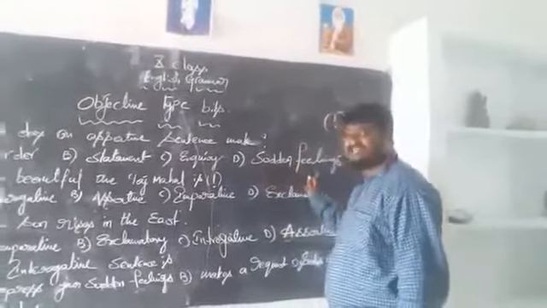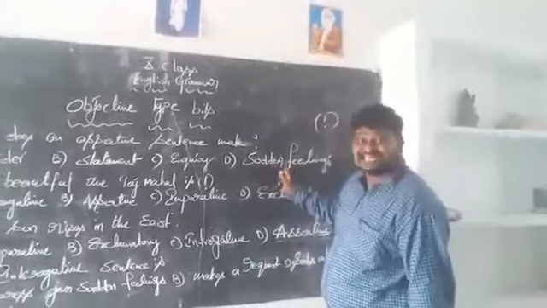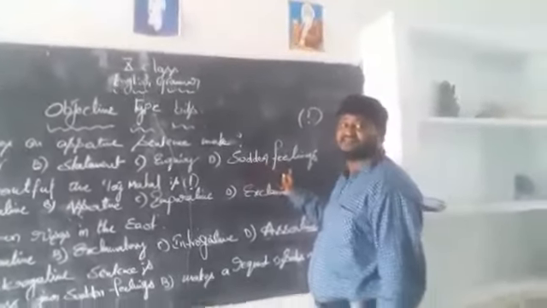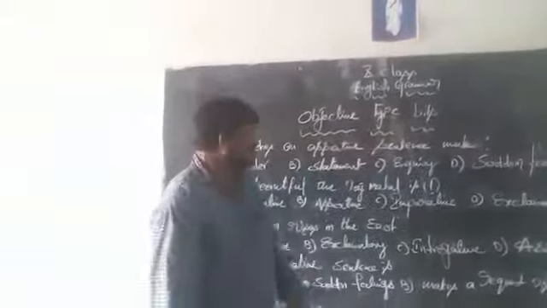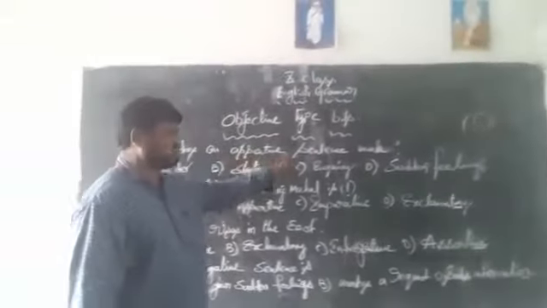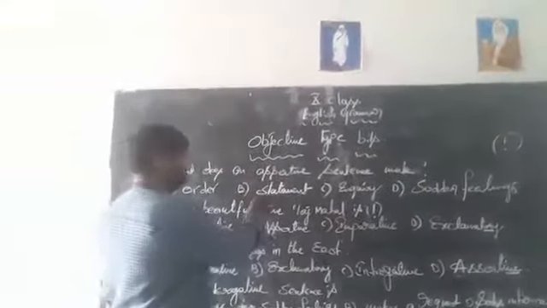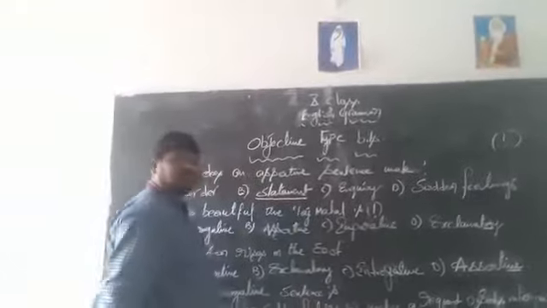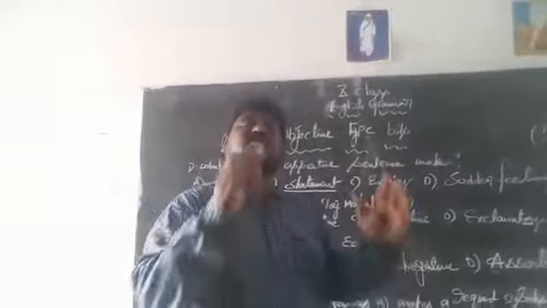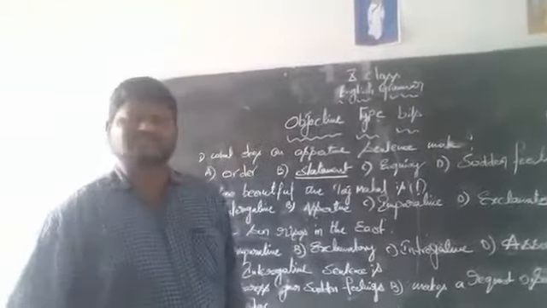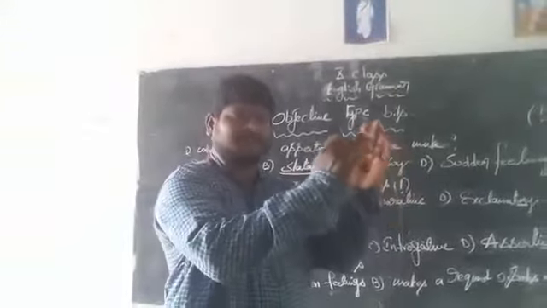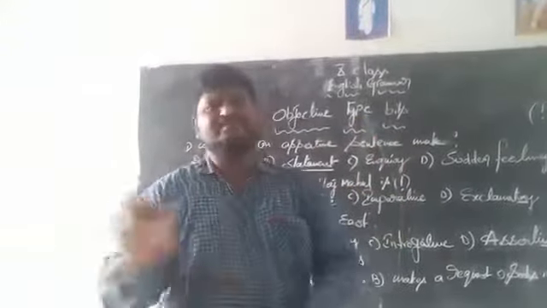And then the sudden feeling. Where do we use the sudden feeling? In the exclamatory sentence. So now what is the answer here? What does an assertive sentence make? The statement. Why? Because an assertive or declarative sentence always gives the positive statement and the negative statement. It starts only with the subject and ends with a full stop.